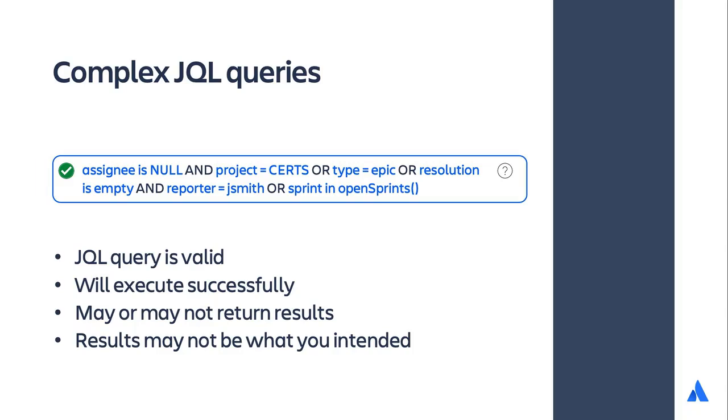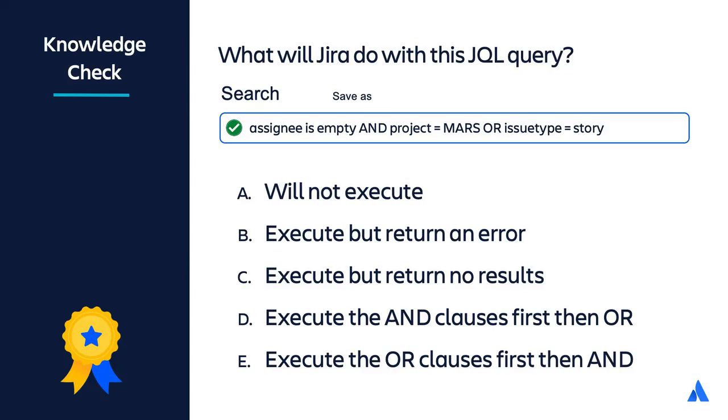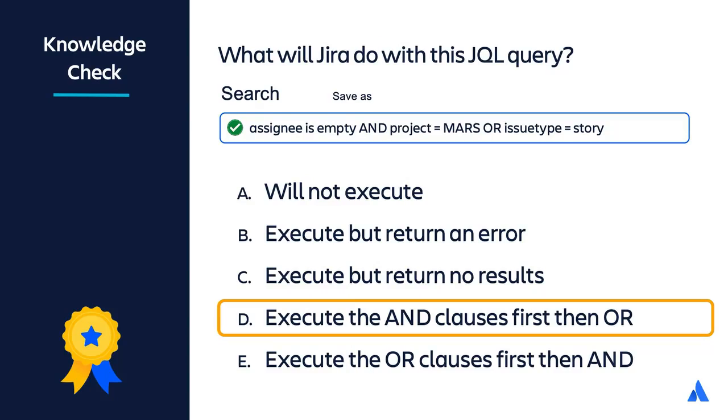What happens if you try to run this JQL statement? A. Will not execute. B. Execute but return an error. C. Execute but return no results. D. Execute the AND clauses first, then OR. E. Execute the OR clauses first, then AND. D is the correct answer.